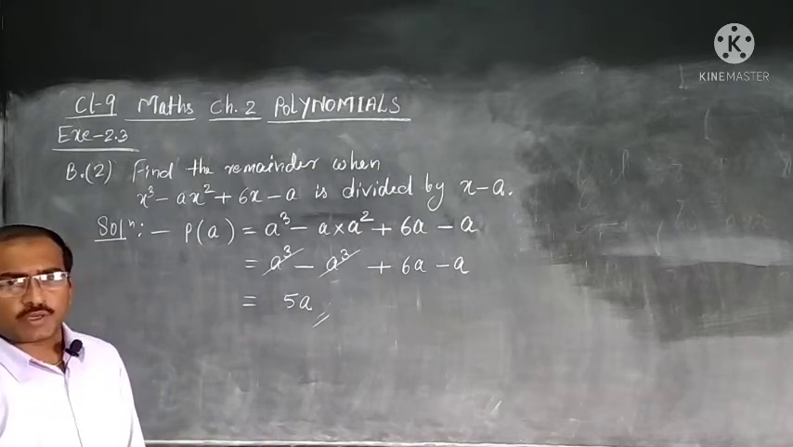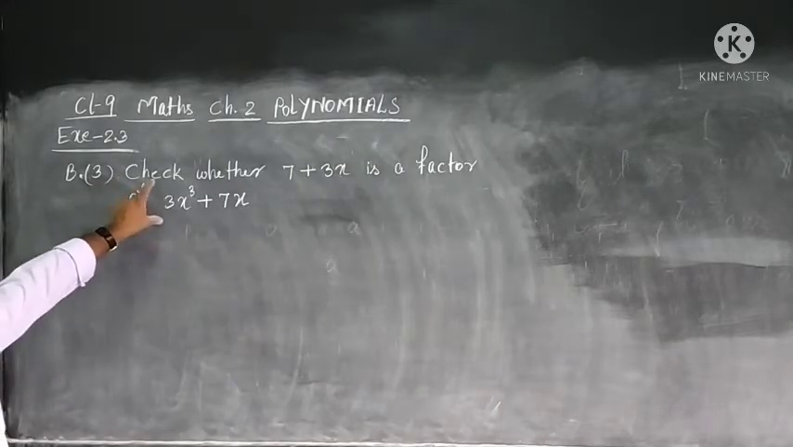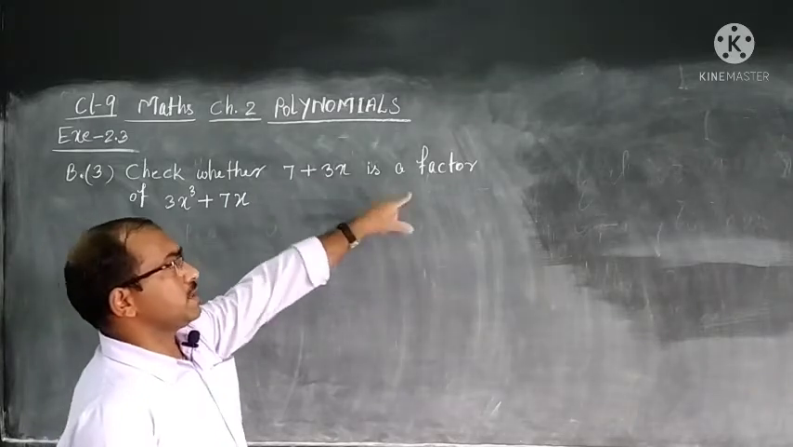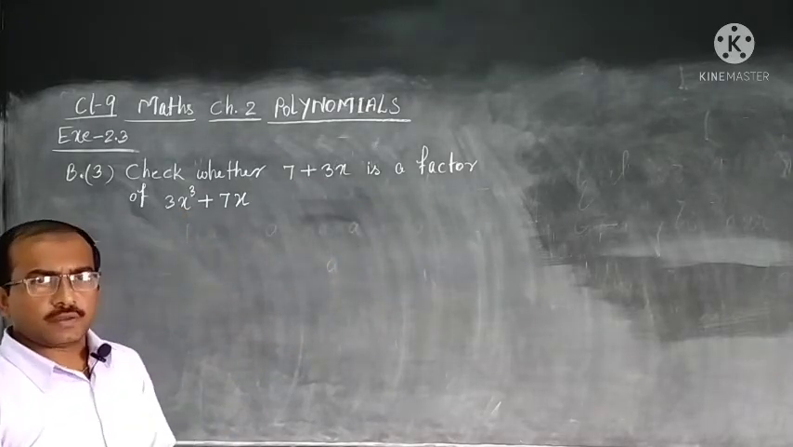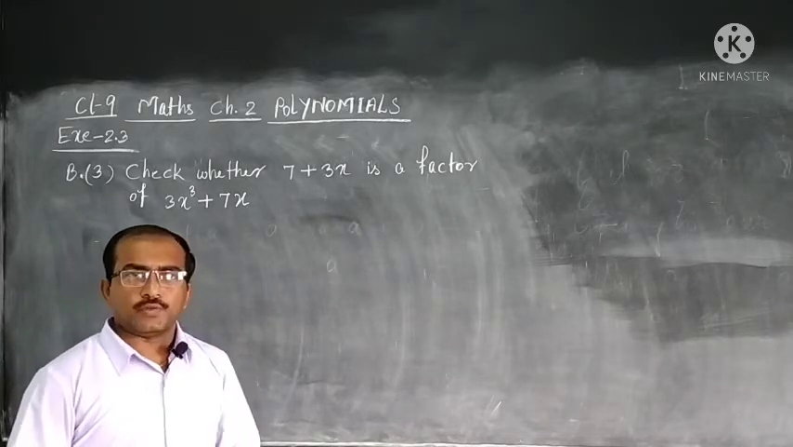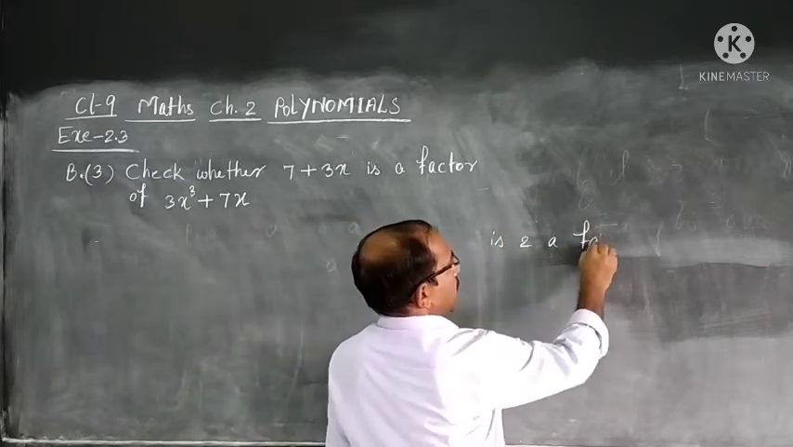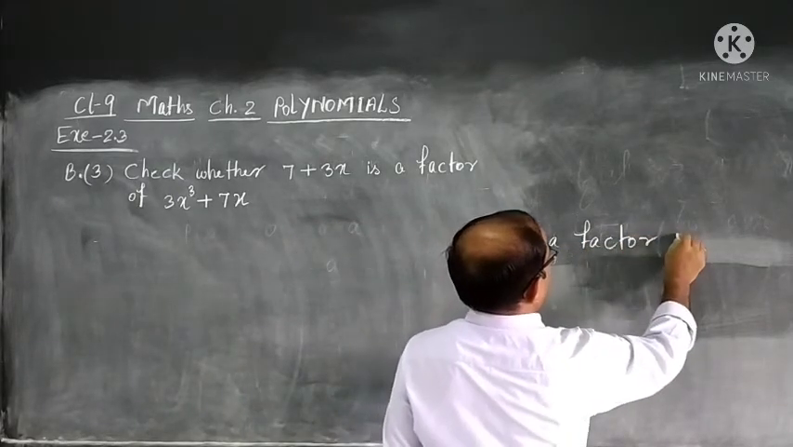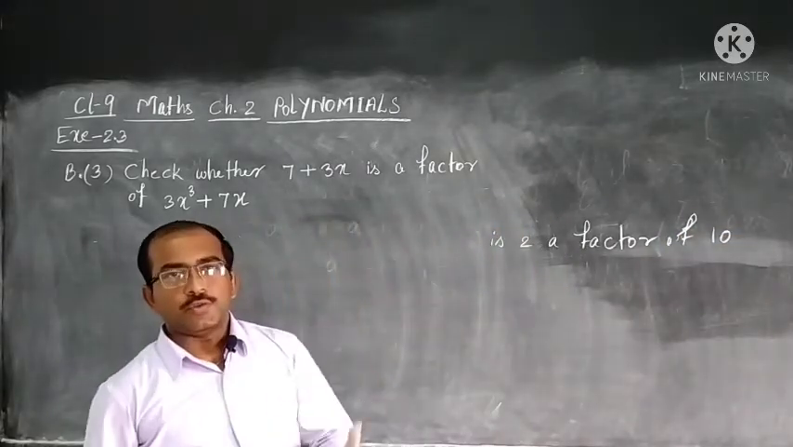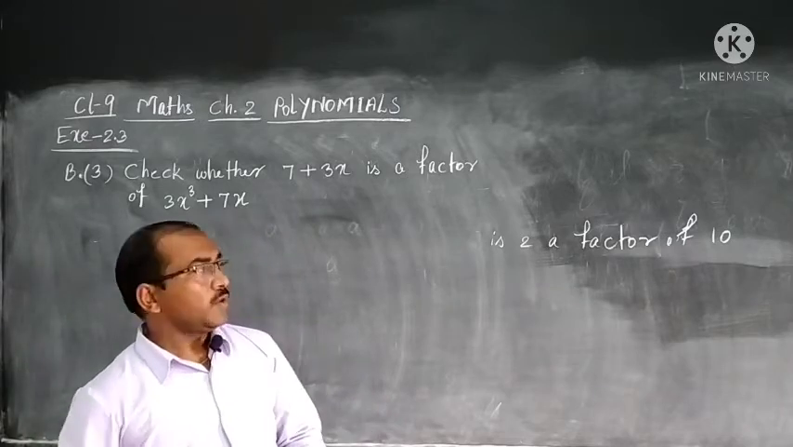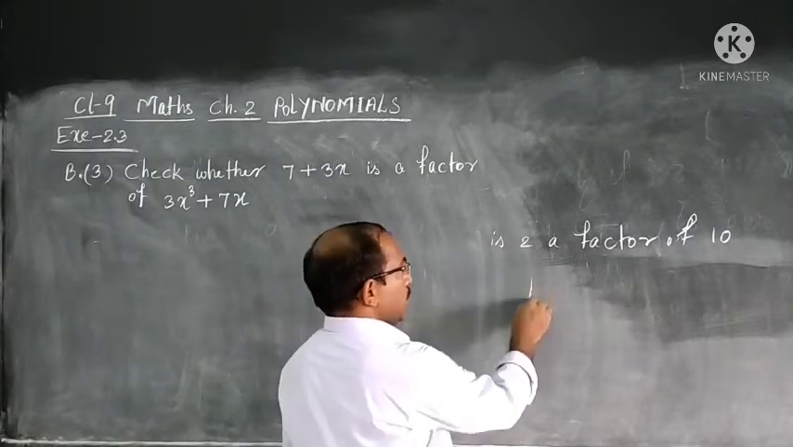We have done this simple work. Let us go to question number 3. Question number 3 we have: check whether 7 plus 3x is a factor of 3x cube plus 7x. So, how can we say something is a factor of another one? Like if I ask you, is 2 a factor of 10? What will you say then? You will surely remember the table of 2: 2 5s are 10, remainder is 0. I hope you got the point.